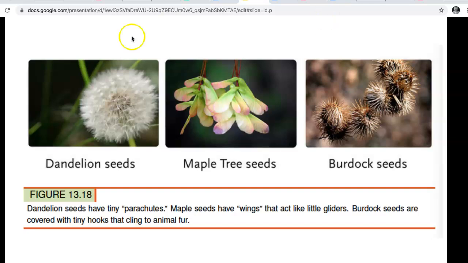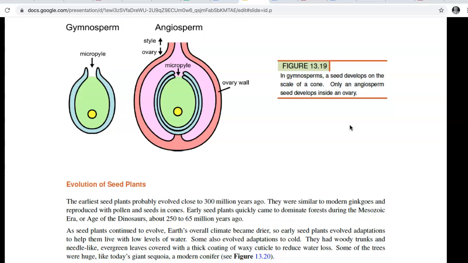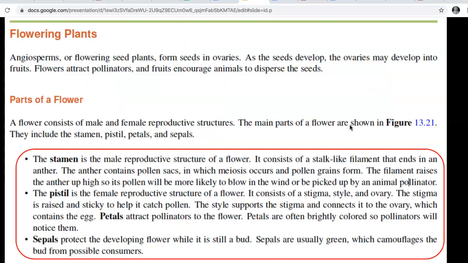Dandelions have tiny parachutes. These are seeds that help them with the parachutes on them to help them get around. Maple seeds flitter further a little bit away from the tree. And burdock seeds, that's sort of like Velcro. Velcro will attach to furs of animals and be buried somewhere else, far away from the initial plant. Again, make sure you read about gymnosperms and angiosperms and know the difference between those.